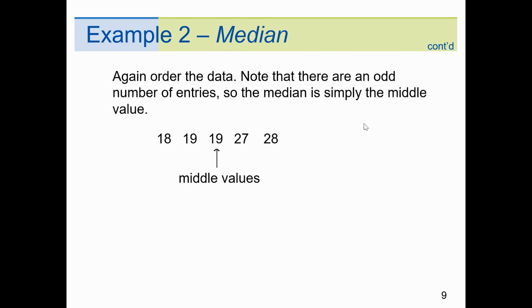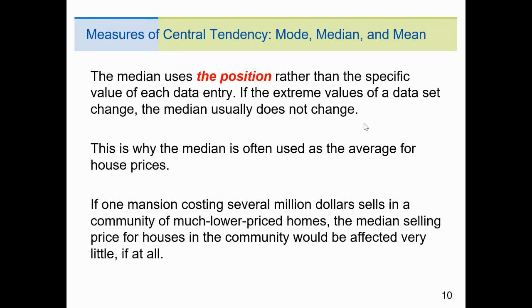Now we have an odd amount. It's pretty simplistic. 5 numbers in order. 19 is the middle number. That's the median. No big deal there. The median uses position rather than the specific value of each data entry.